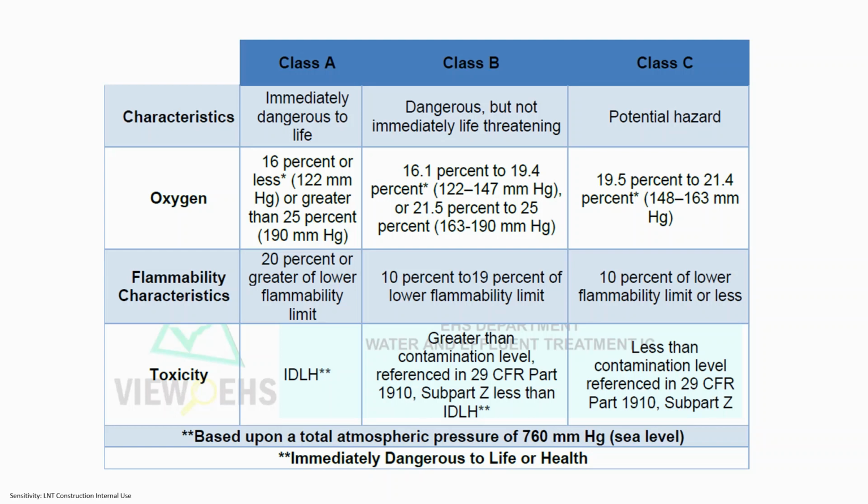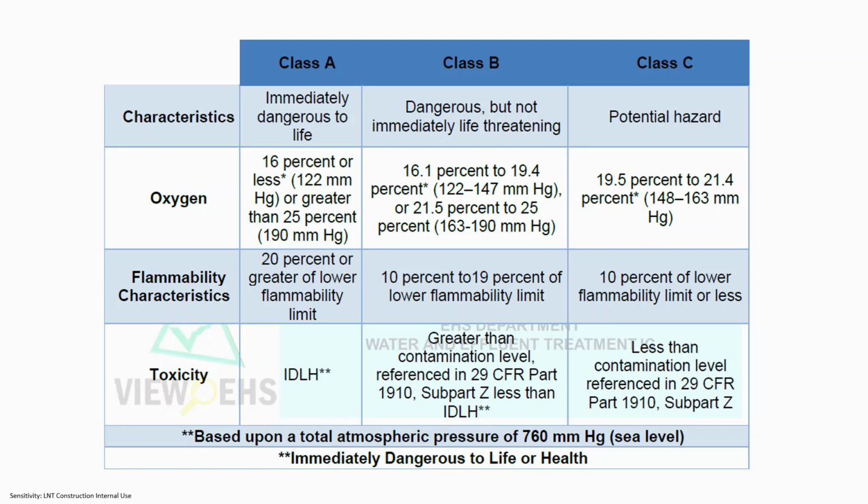Immediate danger to life, what we call IDLH, immediately dangerous to life and health. The oxygen level is below 16 percent, and it can be greater than 25 percent also. So in both cases, less than 16 percent or above 25 percent, it will come in class A. Next, talking about flammability characteristics, the LEL level is more than 20 percent.